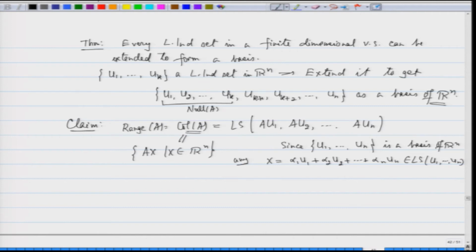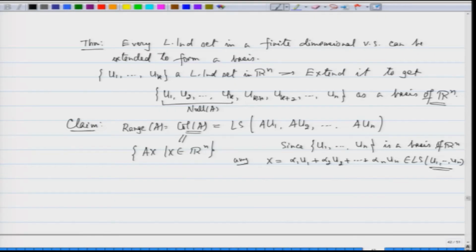Fine. So, again recall, what is a basis? A basis is a linearly independent set and it spans. So, if I take any element x belonging to Rn, I am able to get x using some linear combination. There are these scalars alpha 1 to alpha n, I do not know what they are, but they are there. Now, if I multiply with A, A of x is nothing but alpha 1 times A of U1 plus alpha 2 times A of U2 plus ... plus alpha n times A of Un.